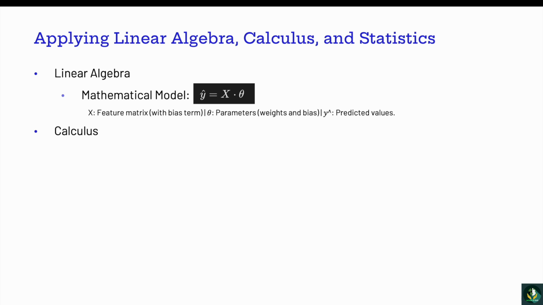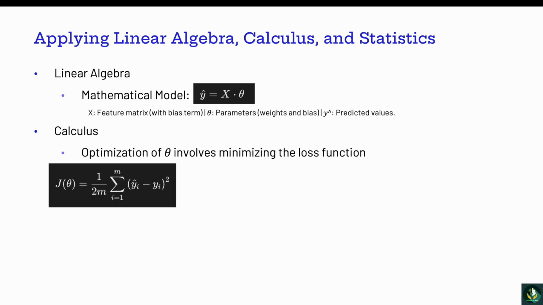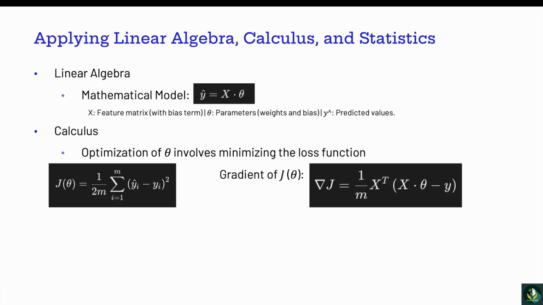For calculus, we need optimization of θ, which involves minimizing the loss function. That is defined as J(θ) = 1/(2m) Σ from i=1 to m of (y_hat_i − y_i)². And also the gradient of J(θ), which is ∇J, equal to 1/m Xᵀ(Xθ − y).